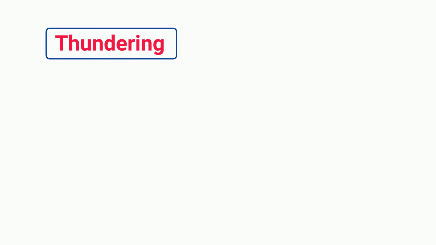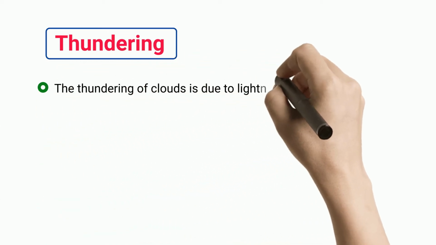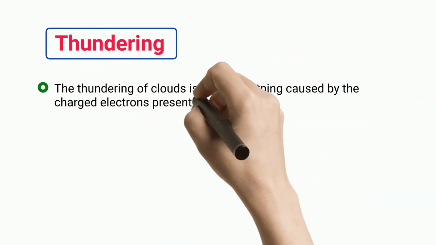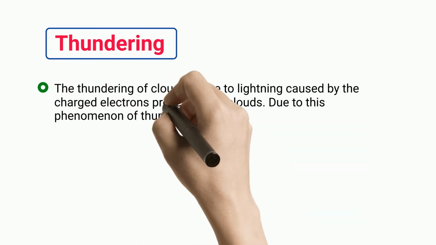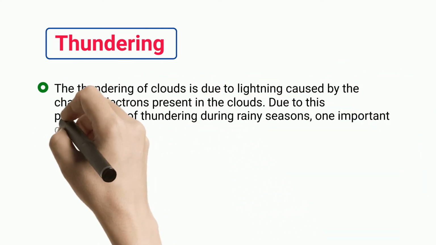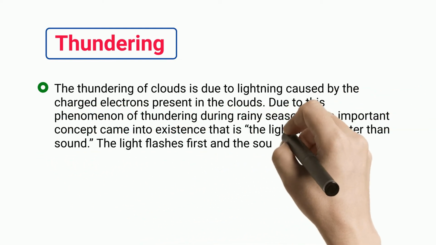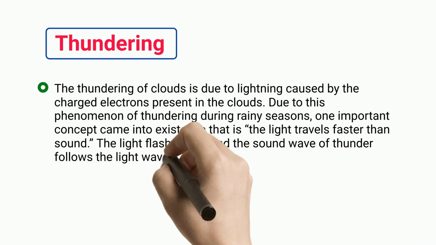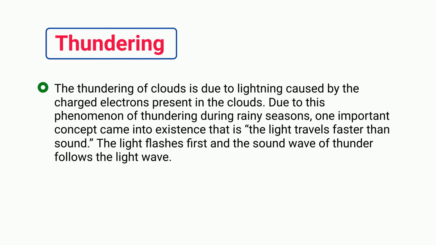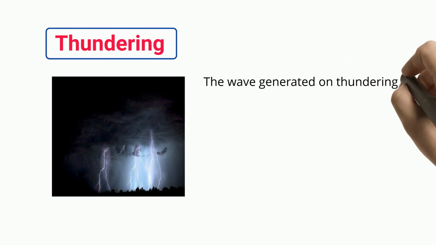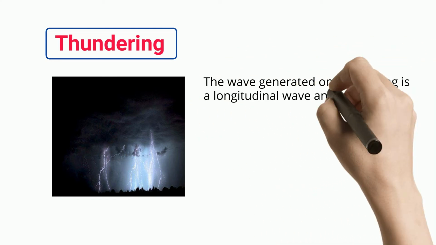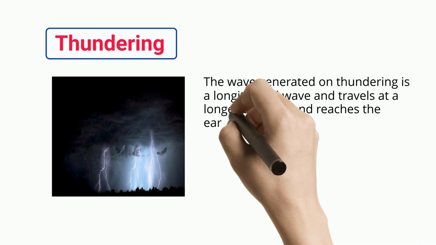Thundering. The thundering of clouds is due to lightning caused by the charged electrons present in the clouds. Due to this phenomenon of thundering during rainy seasons, one important concept came into existence, that is, light travels faster than sound. The light flashes first and the sound wave of thunder follows the light wave. The wave generated on thundering is a longitudinal wave and travels a longer distance and reaches the earth.